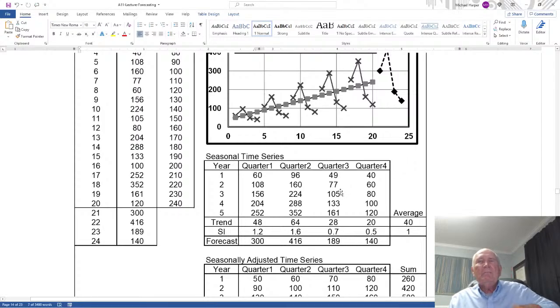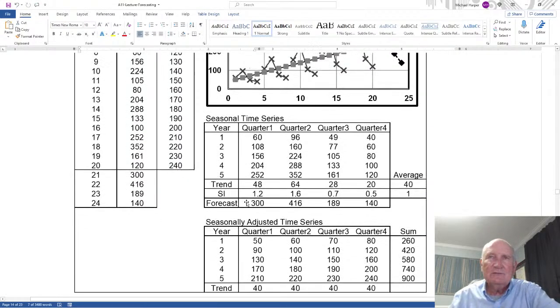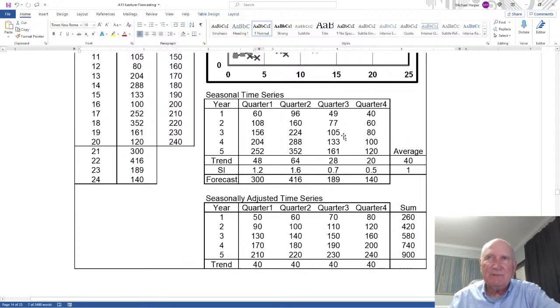Okay, but what happens if I take these values, which are seasonal values, and I divide by my index, then I remove the seasonality. So if I take my time series here, just my time series, for let's say quarter 1, I divide each of those 5 numbers by 1.2, my index. And I get these values here. That's my seasonally adjusted time series.